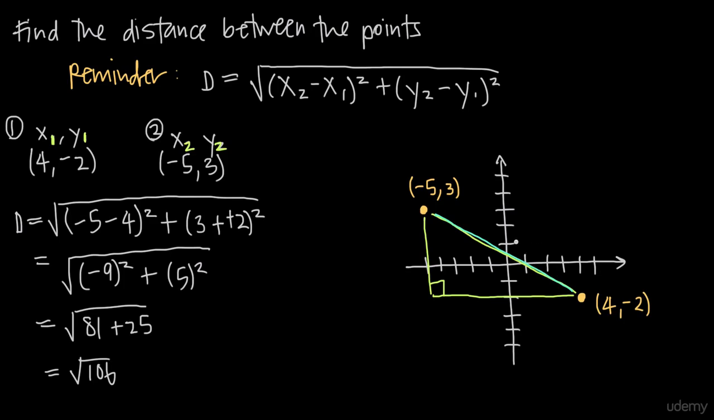That's what we're trying to find, and that's what we already know because we already solved for it. It's going to be the square root of 106. The reason that's true is because the distance formula is just an application of the Pythagorean theorem. Remember that the Pythagorean theorem tells us that a squared plus b squared is equal to c squared, where c is the hypotenuse of a right triangle.